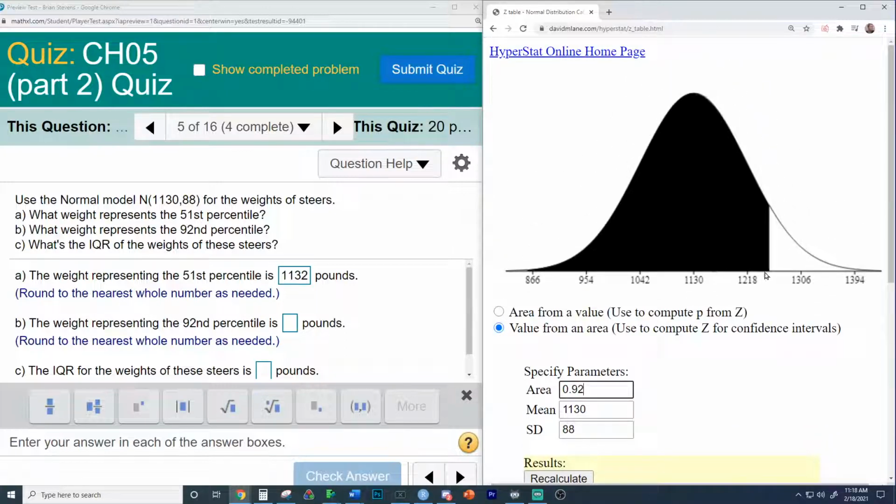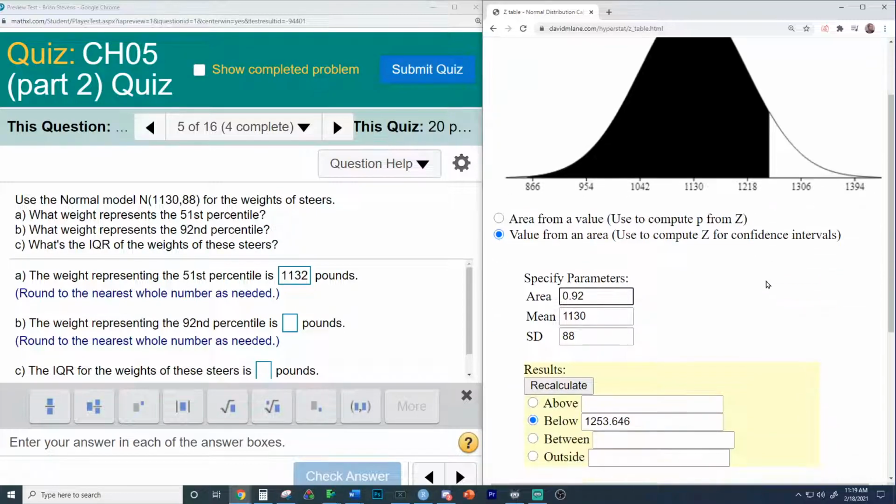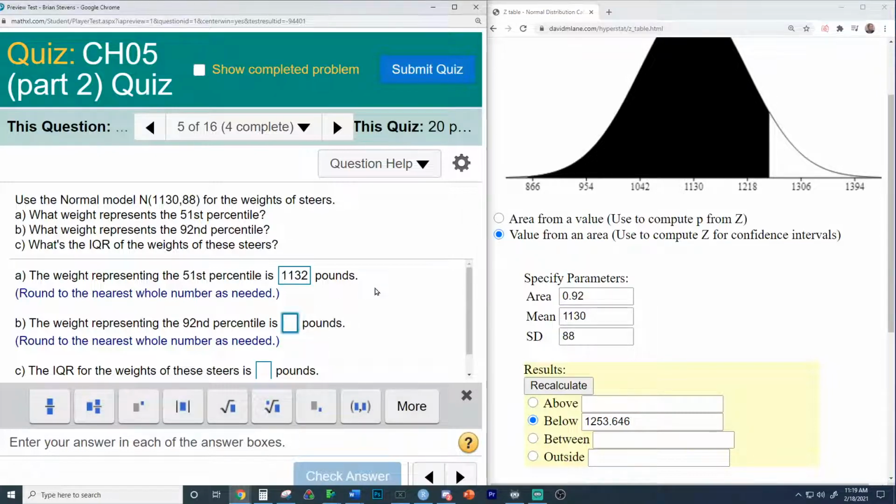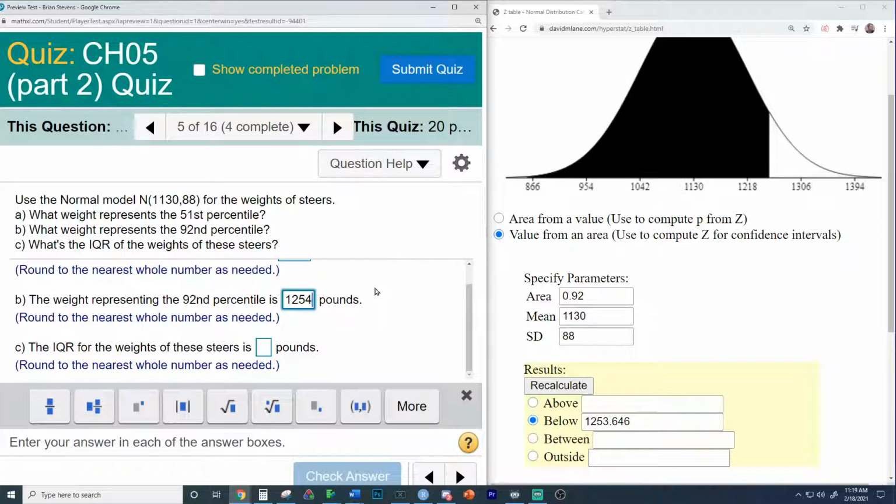There we go. It's right here, and the 92nd percentile is above the 84th percentile and below the 97.5th percentile. And so you can look, I mean, it's about 1240, 1253. I was way off on that one. Round to the nearest whole number, 1254. The IQR, and now we need to know what the IQR is.